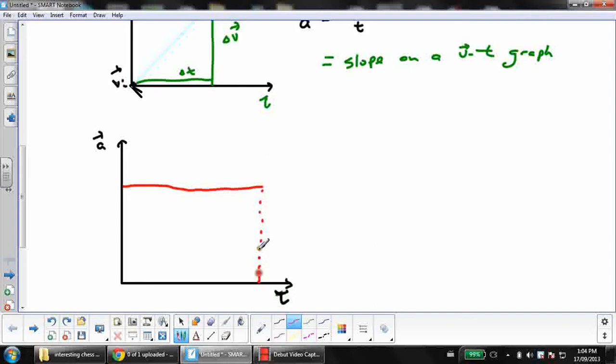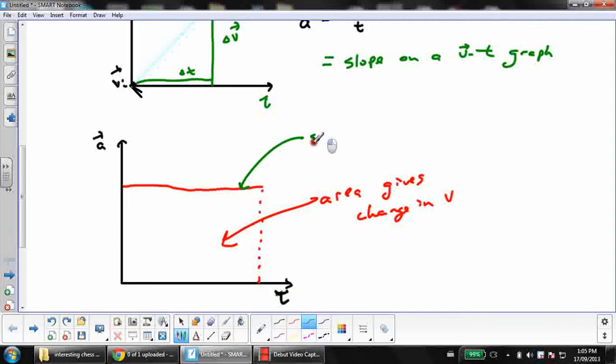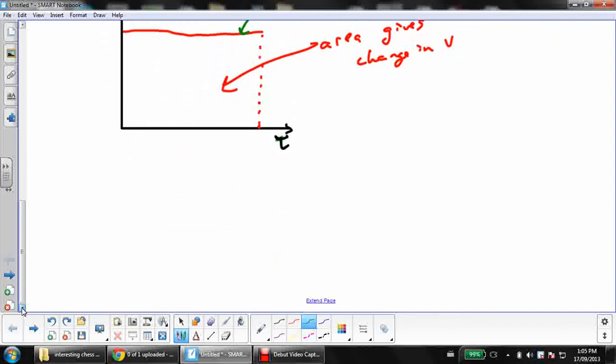And on an AT graph, the area under it is the change in v, change in velocity, change in speed. You can calculate the slope of something like this. Slope of an AT graph is actually equal to, it's called jerk. It's not something that we talk about in this class, but it's called jerk. So there's all sorts of different information that you can get from these graphs.